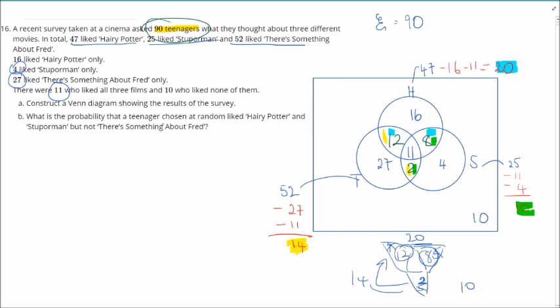What is the probability that a teenager chosen at random likes H and S, but not T? H and S, but not T is this one here. So our answer is 8 out of the total 90. Now let's do the next question.